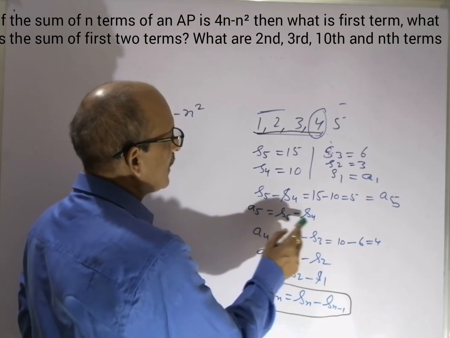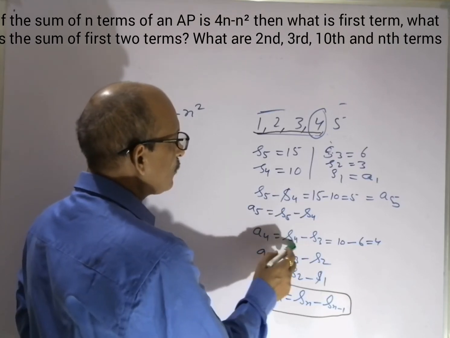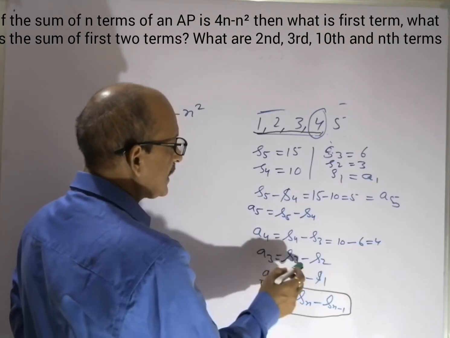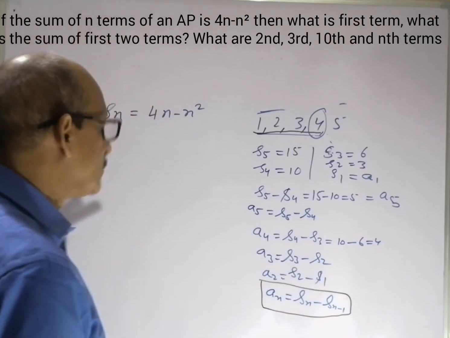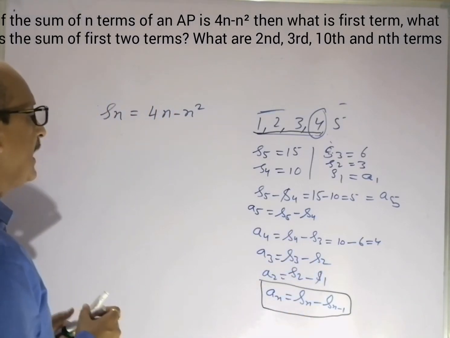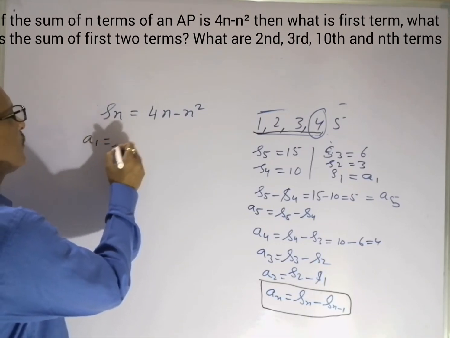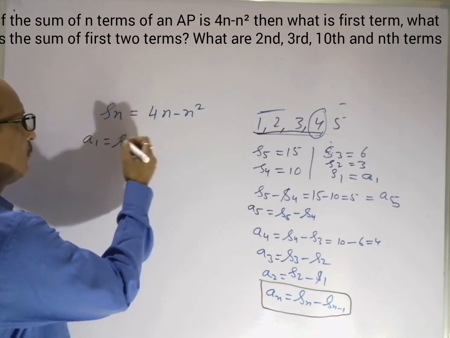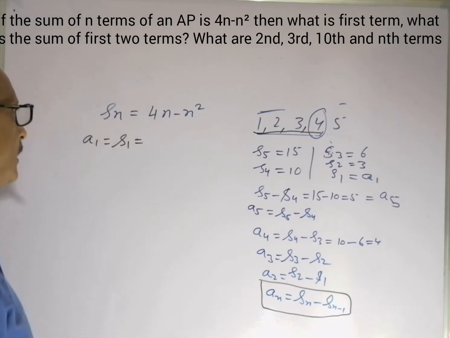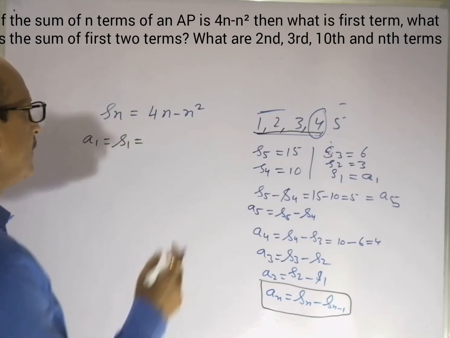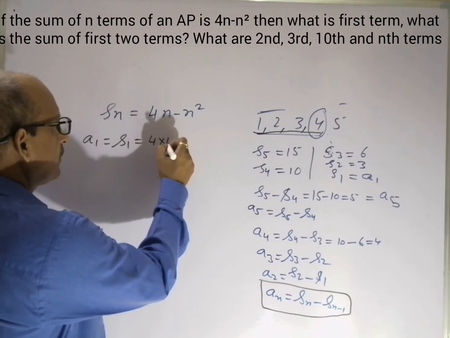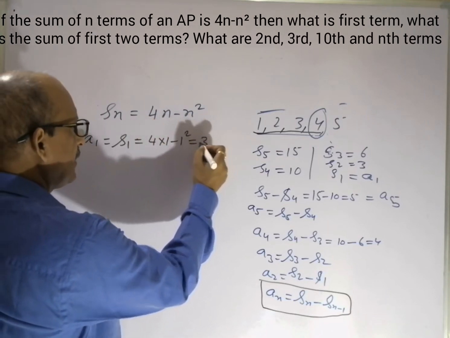A5 is equal to S5 minus S4. A4 is equal to S4 minus S3. A3 is equal to S3 minus S2 and so on. So we would like to get here A1, that is itself equal to S1. So what is S1? S1 is 4 into 1 minus 1 square, that is 3.